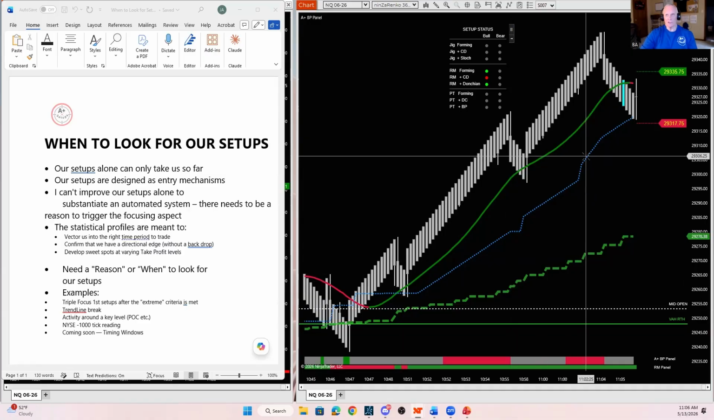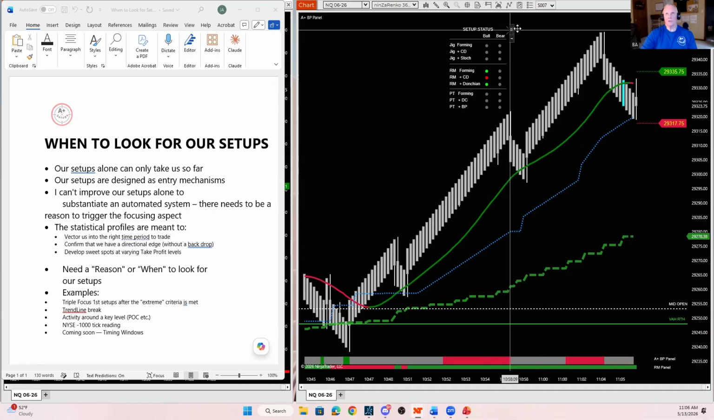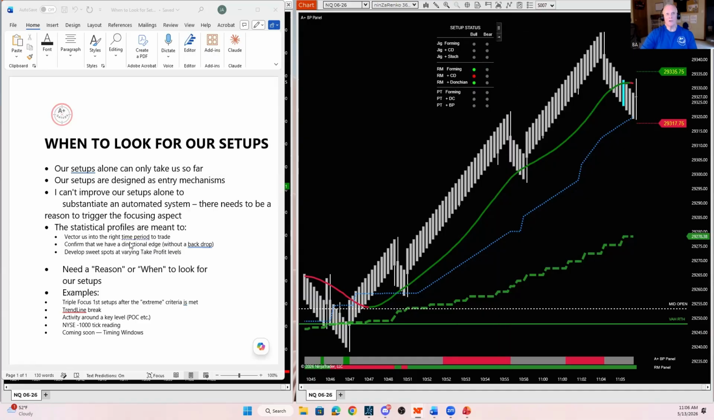And our statistical profiles that we keep, that is a hallmark of our setups, they vector us into the right time period to trade, where the liquidity is and when the setups are working, and to confirm that we have a directional edge. Because even with a directional edge, there's still no guarantee you're going to make any money. But with the edge, your setups work.